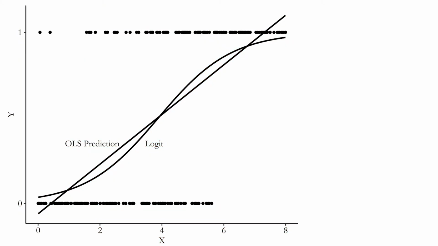So what can we do about this? Well, you'll notice on this graph we also have a curvy line representing what we can do with Logit or perhaps a Probit model. And what is that doing? Well, it's using what's called a link function. This is what's called a generalized linear model with a link function.